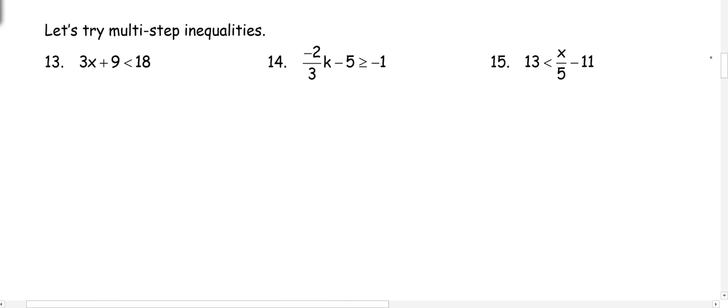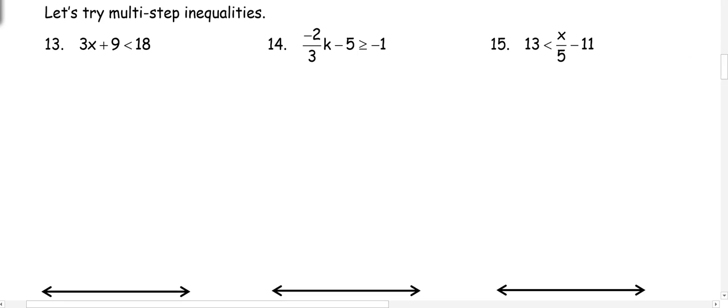So let's try some multi-step equations. So in number 13, in order to solve for x, we need to add or subtract something first. So we're going to subtract 9 from both sides. We get 3x is less than 9. And then we're going to divide by 3 on both sides of the symbol. So we get x is less than 3.